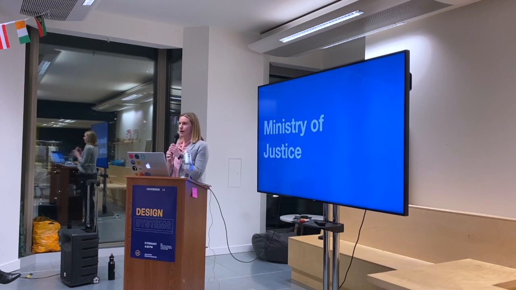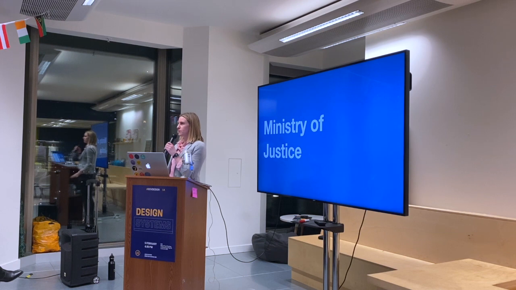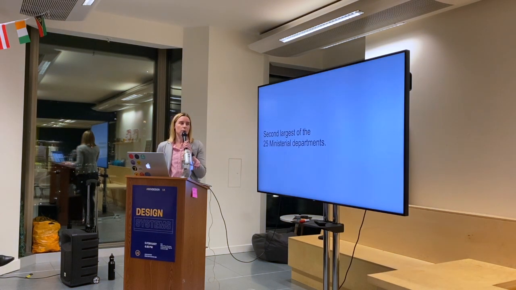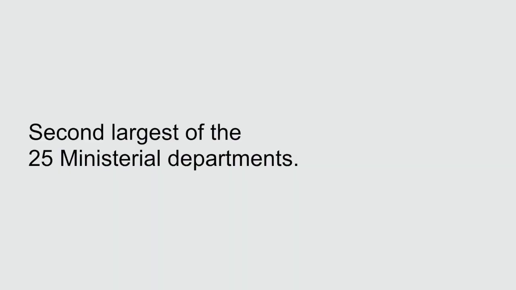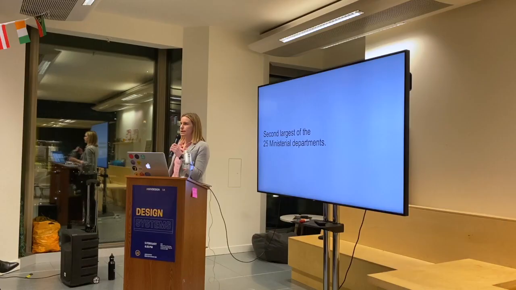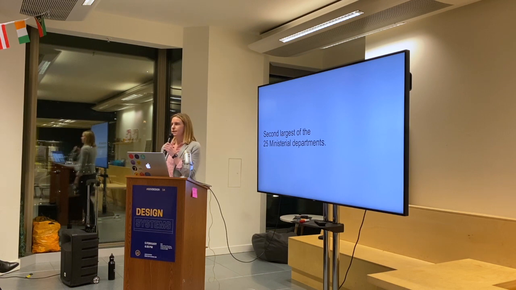I'm going to talk about the Ministry of Justice and the MOJ design system. But first, I just want to give you a brief introduction in general to the Ministry of Justice. The Ministry of Justice is the second largest of the 25 ministerial departments, second to DWP, the Department for Work and Pensions. We have about 77,000 staff. A lot of those staff are in probation or prison staff, things like that. So it's quite a large department and across the whole country.